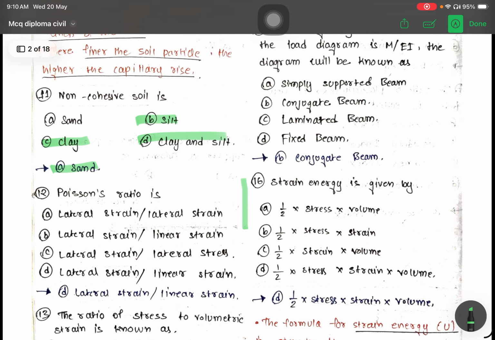Poisson ratio is defined as lateral strain to linear strain. Linear strain we can also say longitudinal strain. The Poisson ratio is defined as lateral strain to the longitudinal strain.